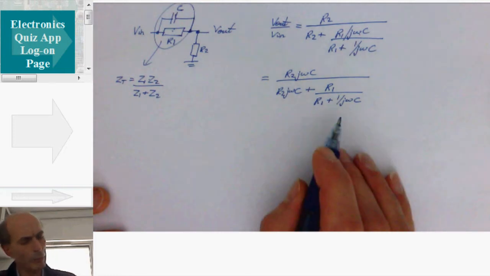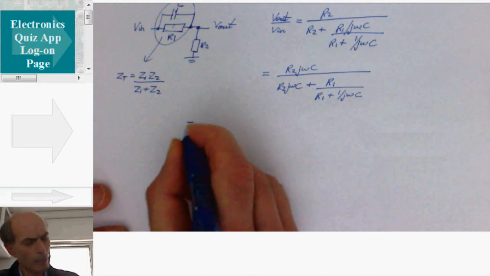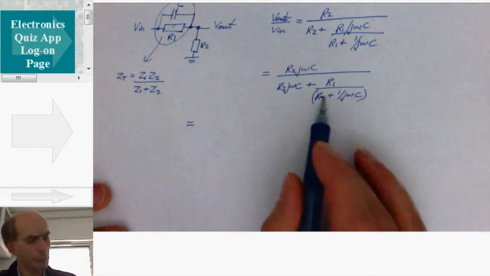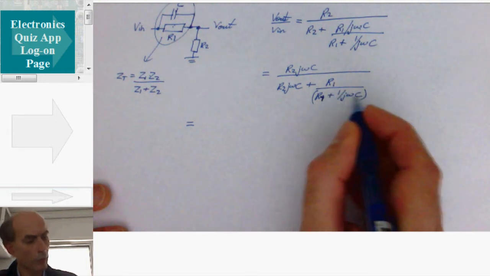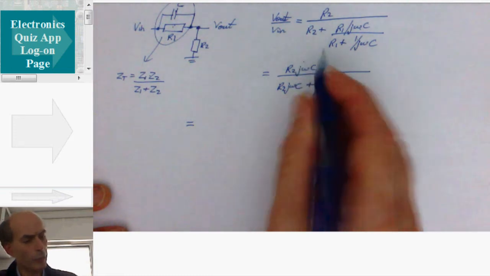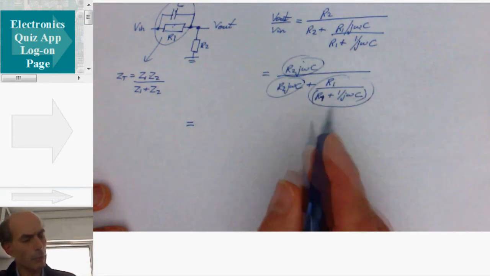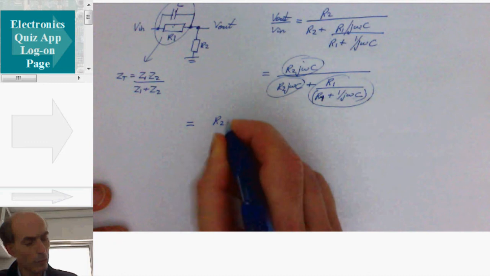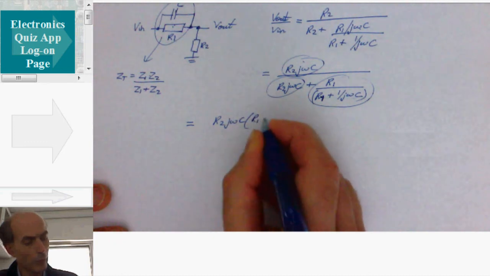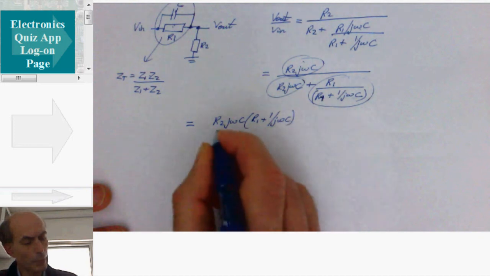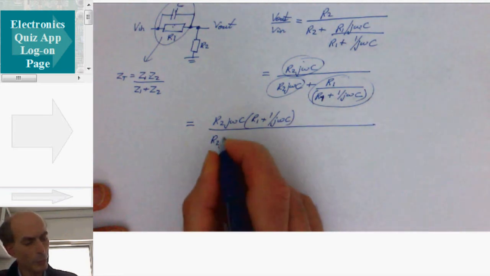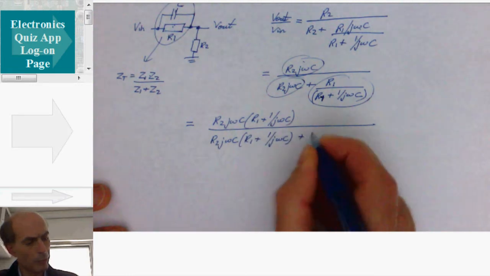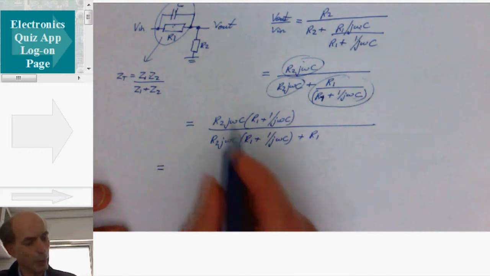Probably not the best way to do it, come to think of it, but we'll carry on. What I'll do now is multiply through by this term down here, R1 plus 1 over j omega C. We've got three terms, this one, this one, this one. Multiply them all by R1 plus 1 over j omega C, and I would get R2 times j omega C times R1 plus 1 over j omega C, divided by R2 j omega C times R1 plus 1 over j omega C plus R1.